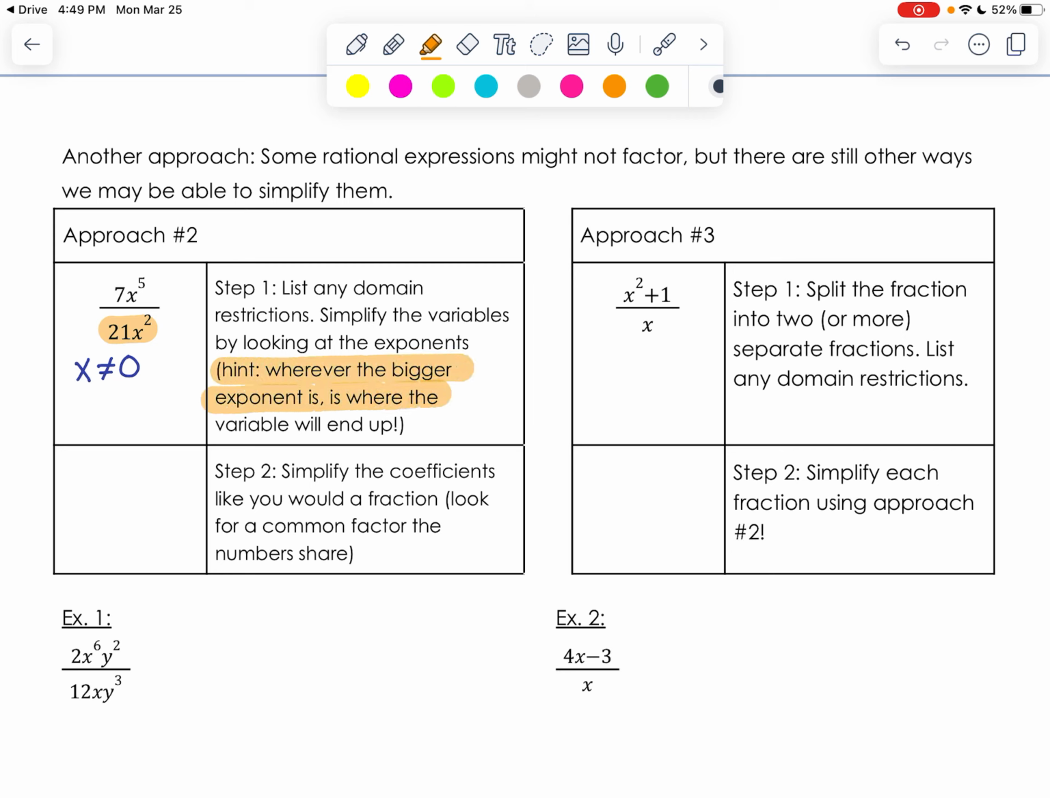But there's a hint here because sometimes the x doesn't always end up where you expect. So hint, wherever the bigger exponent is where the variable will end up. So here we've got x to the 5th in the numerator. That means when I simplify, I get 5 minus 2 is 3. So we get 7 over 21, and x cubed goes up in the numerator with the 7.